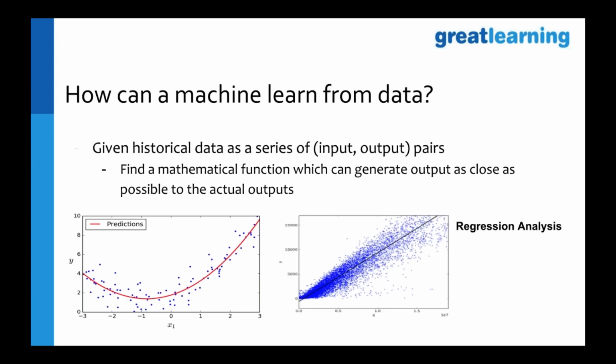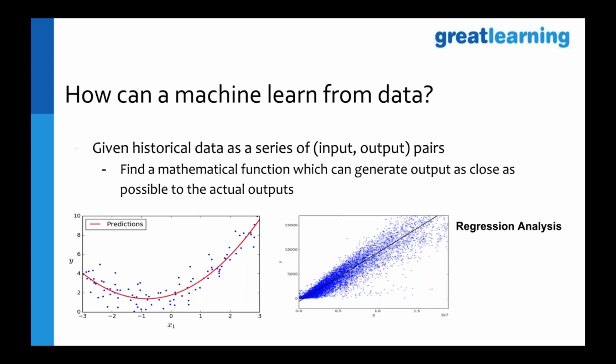Now let's answer how can a machine learn from data, right? So let's say we take the historical data represented as a series of input output pairs. So we have a lot of these input output pairs that have historically happened. They're all facts, they have happened. One thing a machine can do, given it is awesome with numbers and mathematics, is to find a mathematical function which can generate the output as close as possible to the actual outputs.